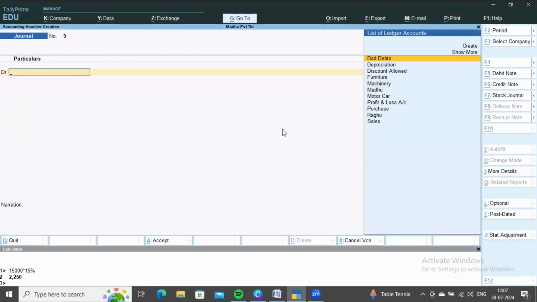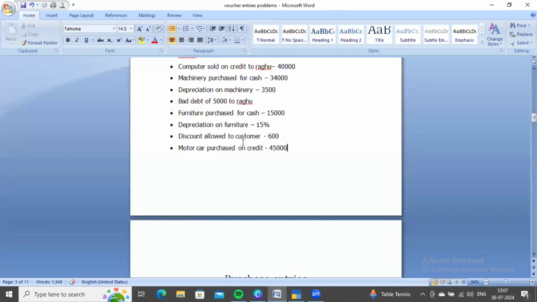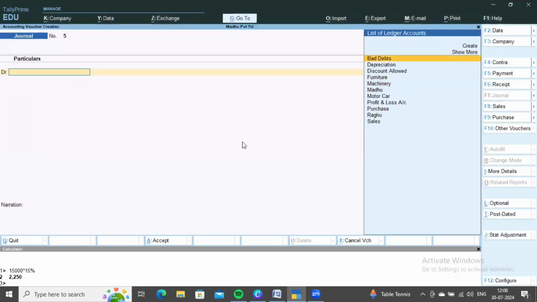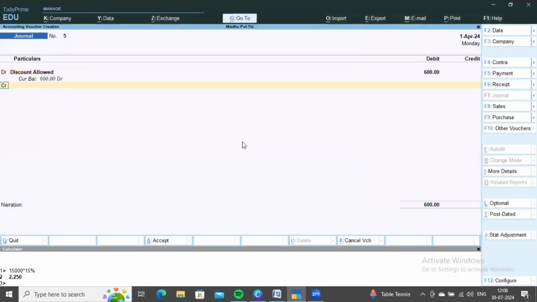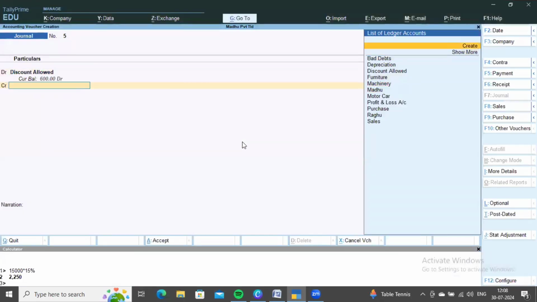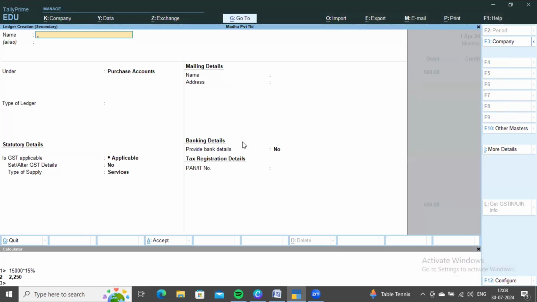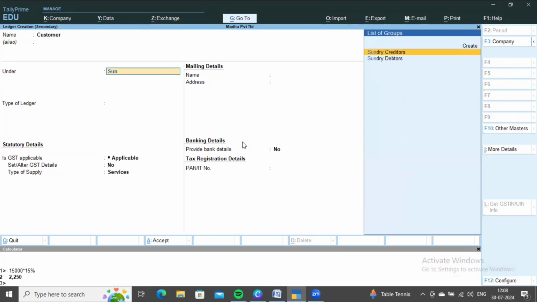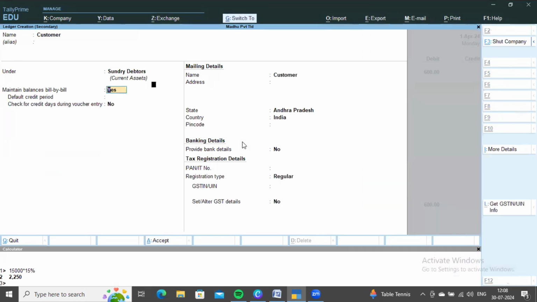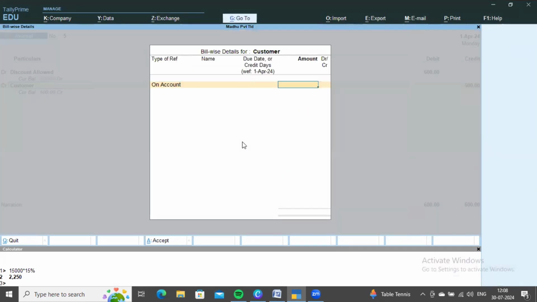Control A. Next, discount allowed to customer. We allowed a discount to a customer, so it is also a journal. Discount allowed is an expense. So debit 600. We need to create a customer account. So go to ledger and create the customer. He is a sundry debtor. On account, how much? 600.